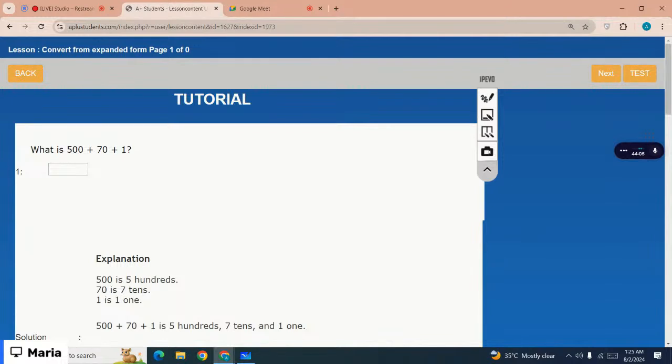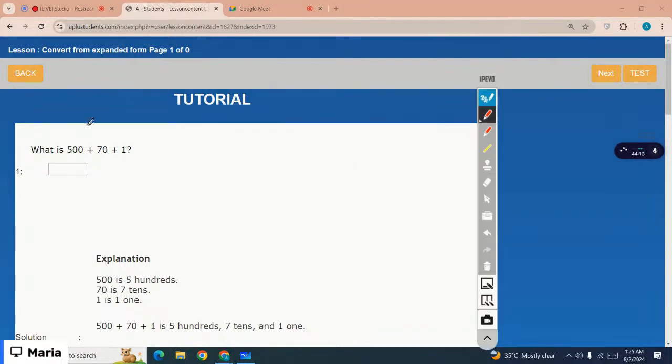Okay, what is 500 plus 70 plus 1? So basically, when we have the number written in a form with the addition sign, 500 plus 70 plus 1, that is known as the expanded form, right? And how do we convert from there?